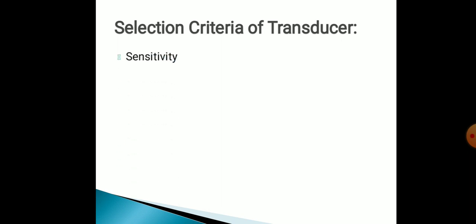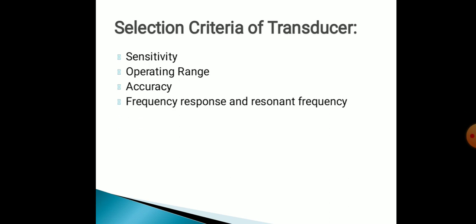Selection criteria for transducers. Sensitivity: sensitivity should allow sufficient output. Operating range: maintain range requirements and good resolution. Accuracy: repeatability and calibration errors as well as errors expected due to sensitivity to other stimulations. Frequency response and resonant frequency: these should be flat over the entire designed range.